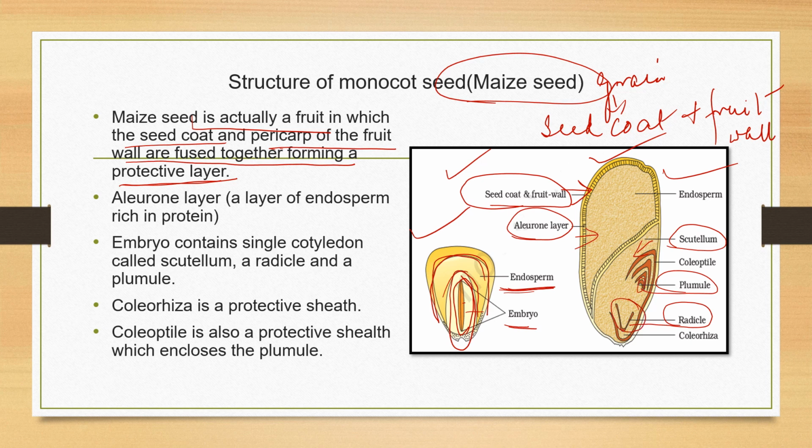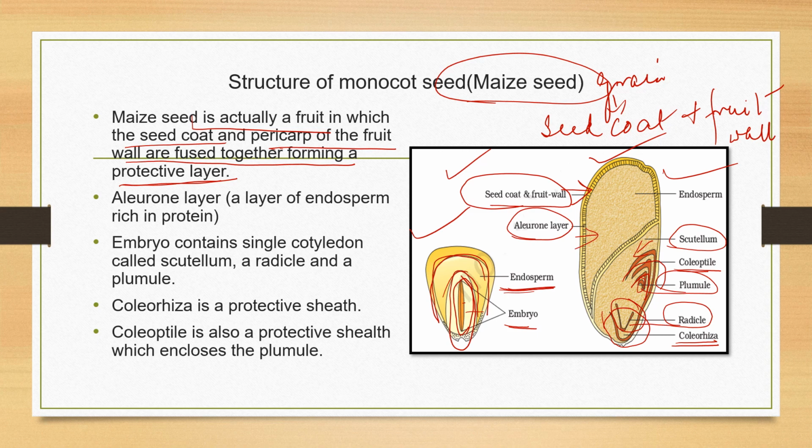The radicle is situated down, towards the pointed side of the embryonic region of the seed, and it is covered by the coleorhiza. This is the coleorhiza which covers the radicle, and the plumule is located just opposite to it, in the opposite region of the radicle, and it is enclosed by a sheath called the coleoptile. So the radicle is covered by the coleorhiza, whereas the plumule is covered by the coleoptile.